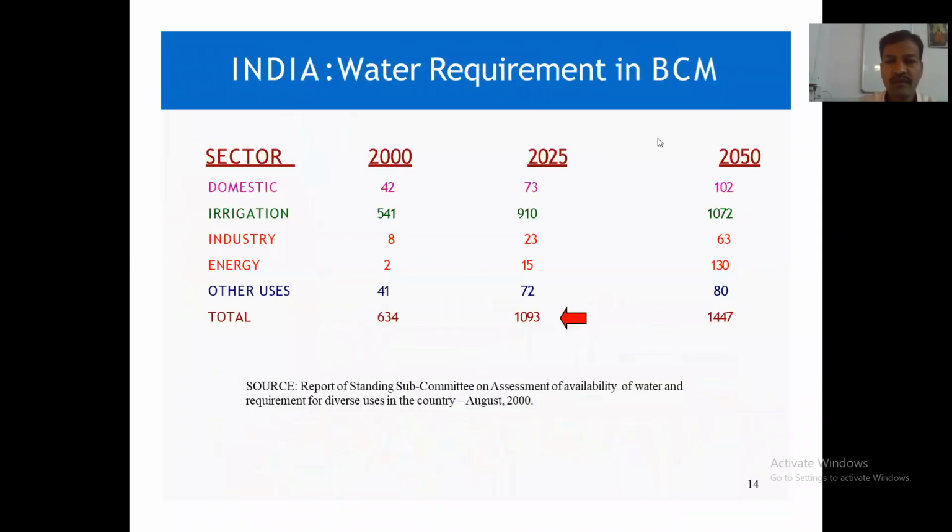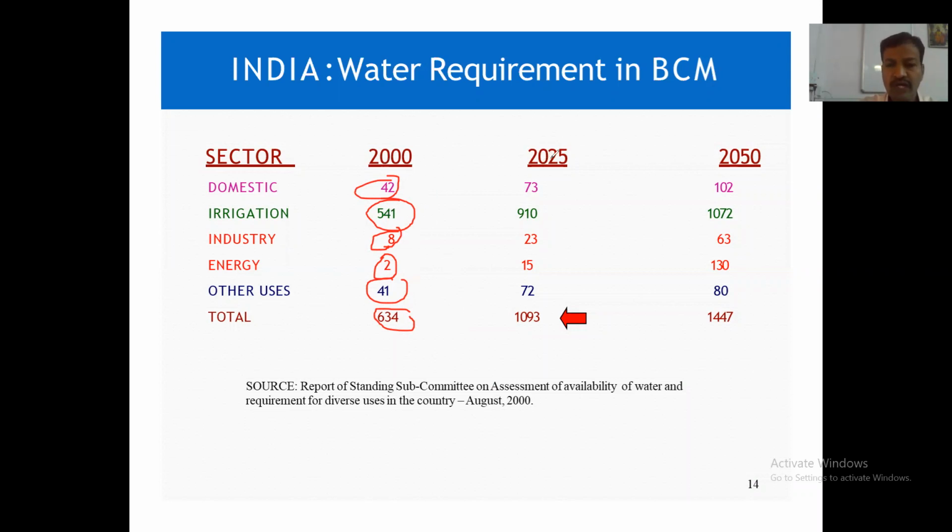So India's water requirement in BCM is shown in this table for the year 2000, 2025 up to 2050. In the year 2000, the domestic water requirement is about 42, irrigation water is 541, industrial water 8, energy 2, other uses 41. In total it is 634 billion cubic meter. This is the water requirement in the year 2000.